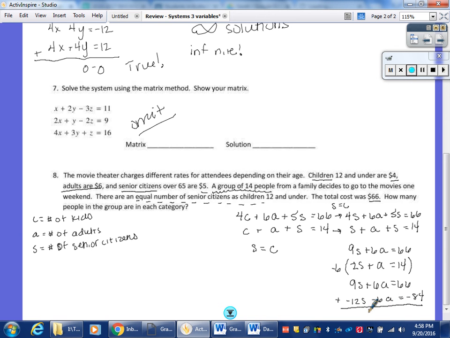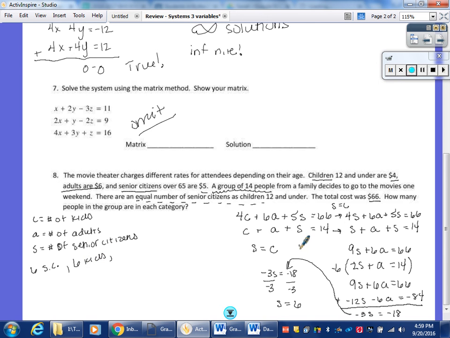When you do that, the A's cancel out, and we get -3S is equal to -18. I'm going to bring that over here. -3S is equal to -18. Divide both sides by -3, and you get S is equal to 6. And so I now know that there were 6 senior citizens. And because I know that the number of senior citizens and the number of children are the same, I know that there were 6 kids, right?